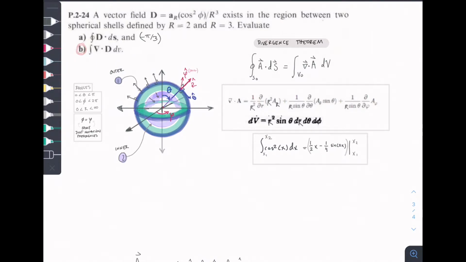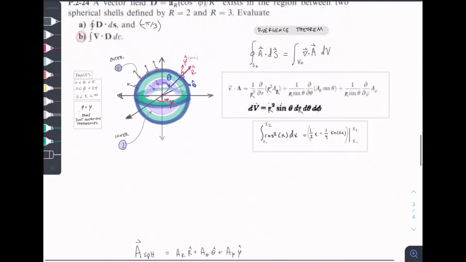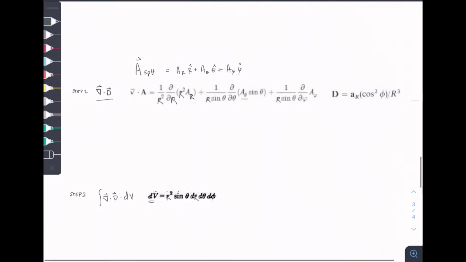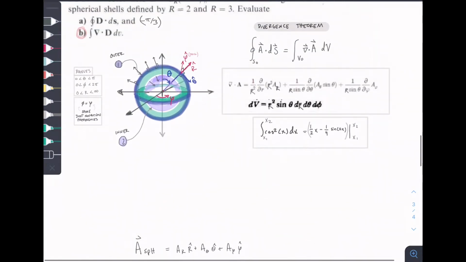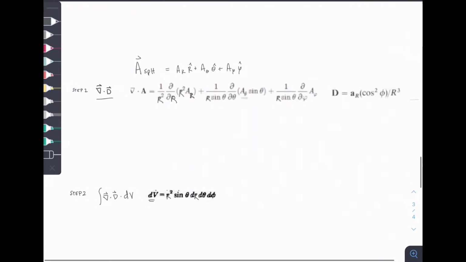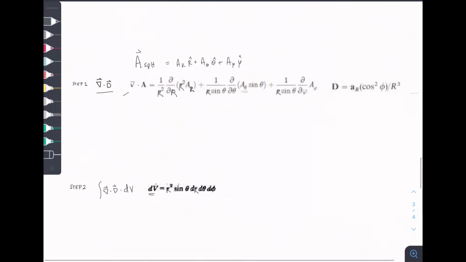Okay, so let's go ahead and get started for this problem. For step 1, we're going to do this del dot D first, and then multiply it by dV and find our integral bounds. So that's sort of our order of operations for this. For our first part, for our del dot D, we're using this general expression, and this is our D given to us by the problem. I just copied and pasted that from up there.